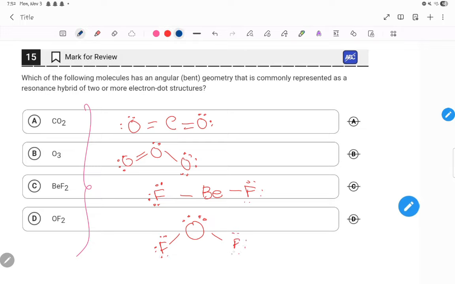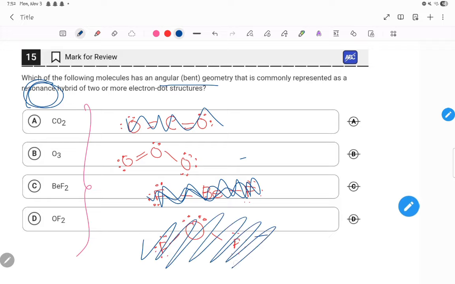Anyways, what do they want? They want the one that has an angular bent geometry. So you cross out these two, because they're not angular. The only angular ones are these two. And they said the resonance hybrid, so you will remove this one because it's not a resonating structure, but this one is a resonating structure. That means the correct answer is O3. We'll move on to question number 16.